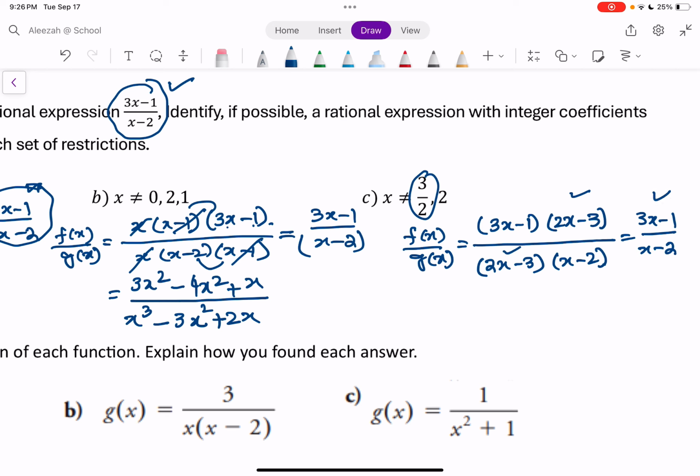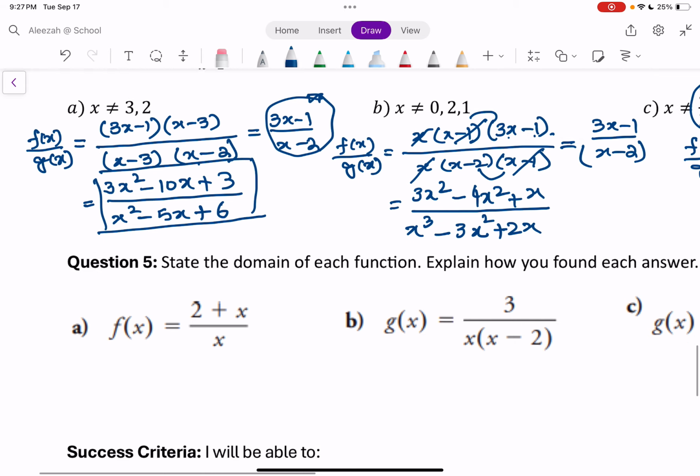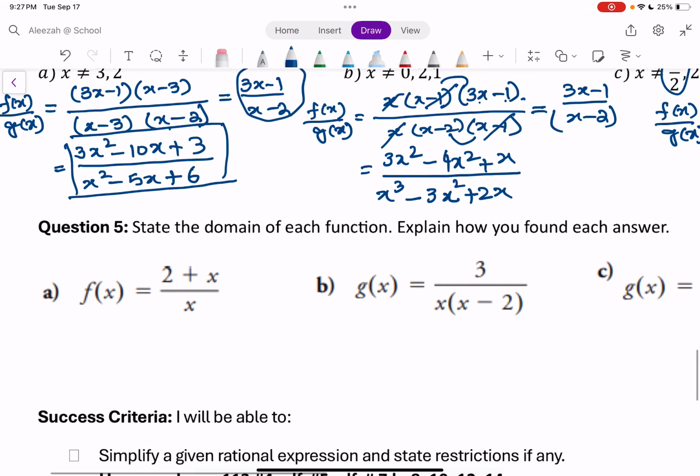Again, when I simplify that, I will multiply these two. So the answer will be 6x squared minus 9 minus 2 is minus 11x plus 3 divided by 2x squared minus 7x plus 6. So that is my final answer, right? Okay, now we have the last question.